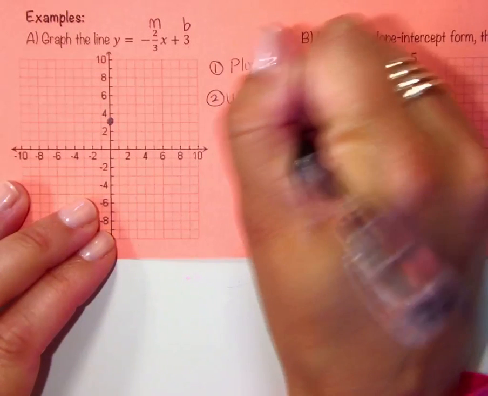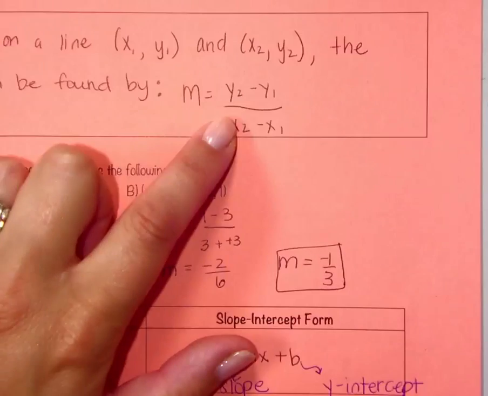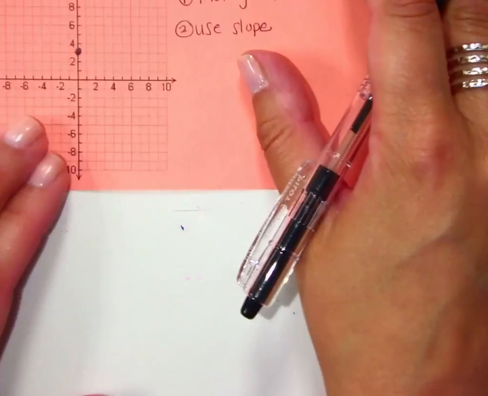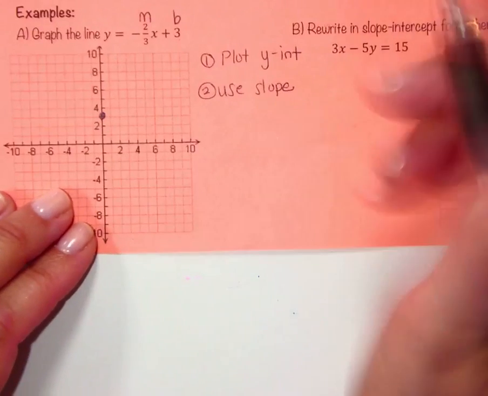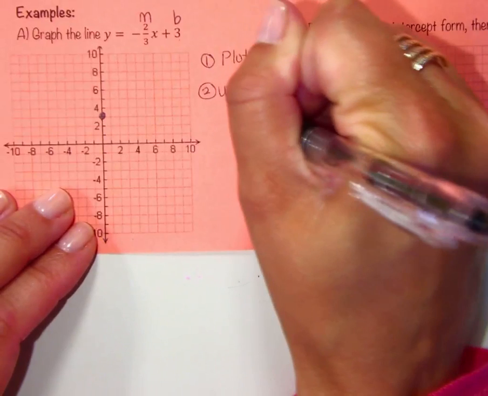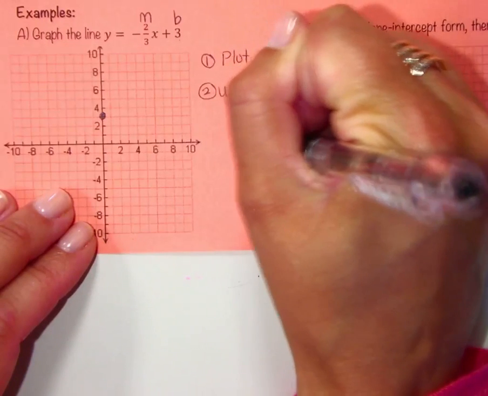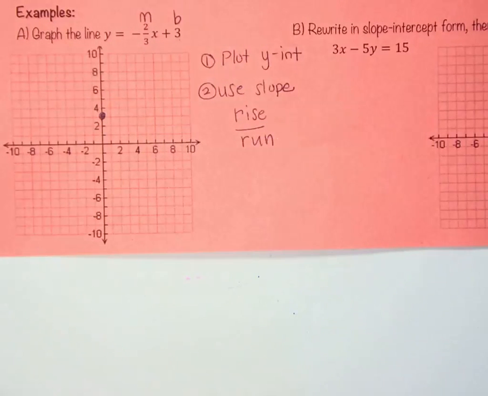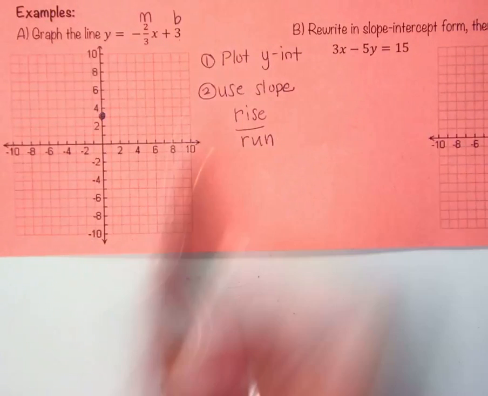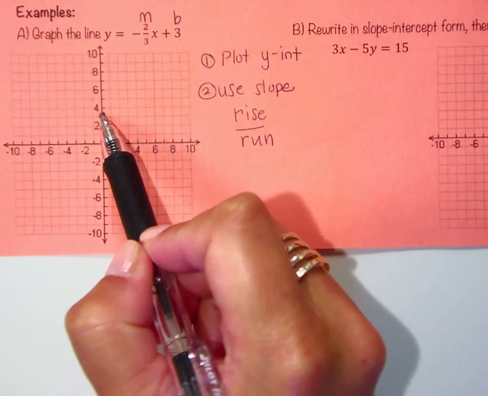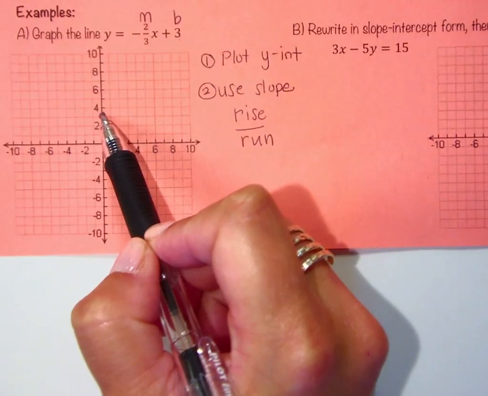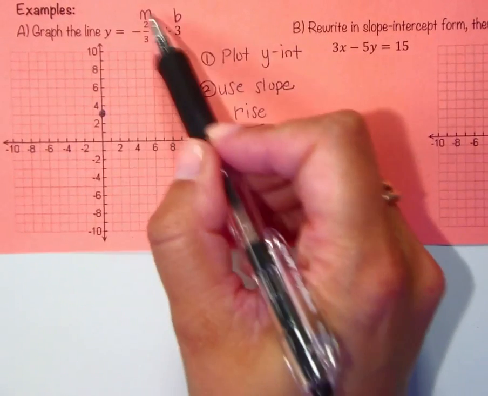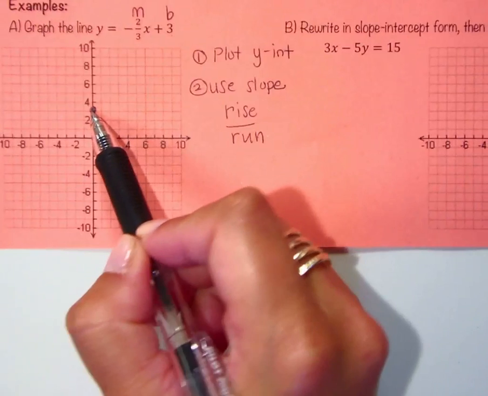Now, let's also remember, I know up here at the beginning we used the slope formula, but the other thing that we kind of talked with slope is that it is rise over run. And that's the idea that we'll use in order to plot some points using that slope. So starting at our y-intercept, how can I use this slope of negative 2/3 to get some additional points?